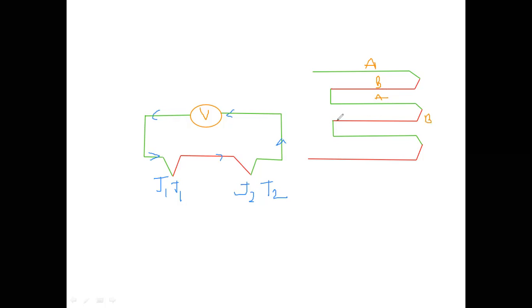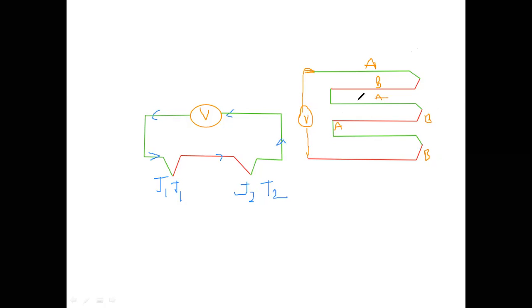Again to this metal B, I am connecting here metal A. Again to this metal A, I am connecting here metal B. So this is my measuring end. Here I will connect a voltmeter like this. So here the thermocouples are connected in series with each other.